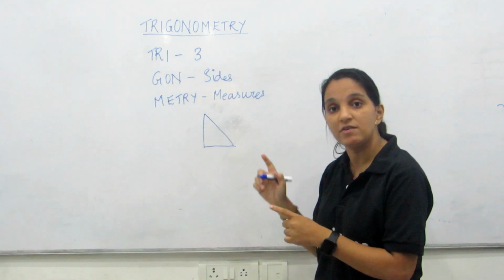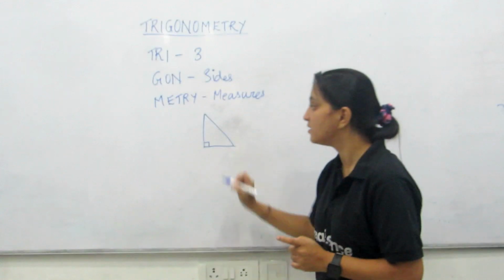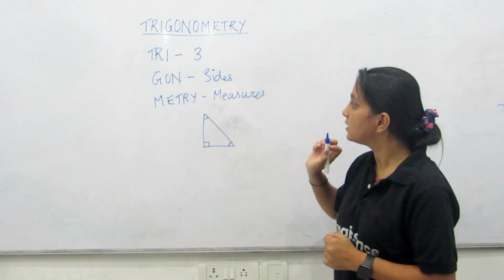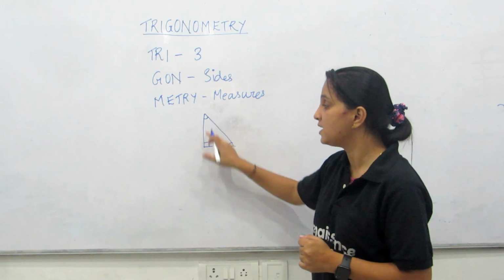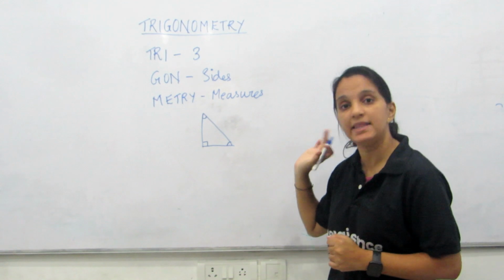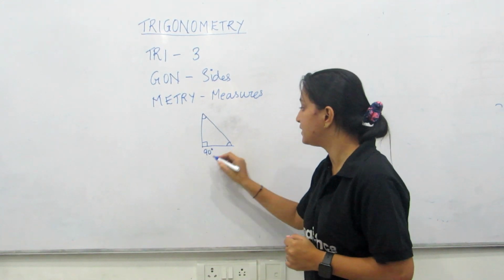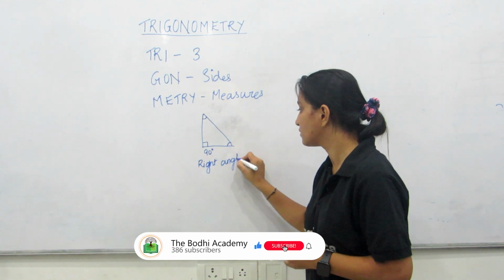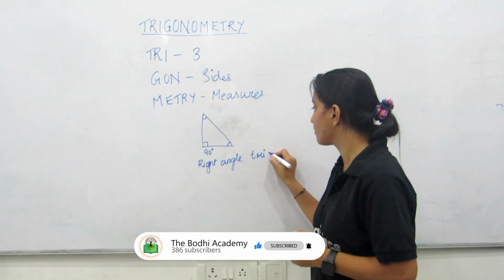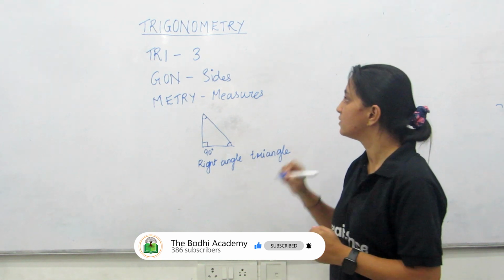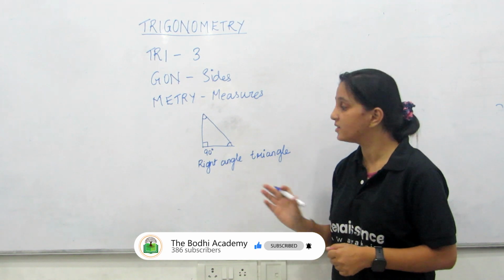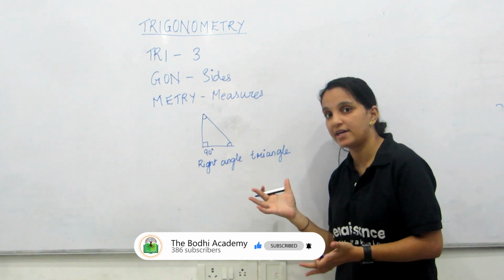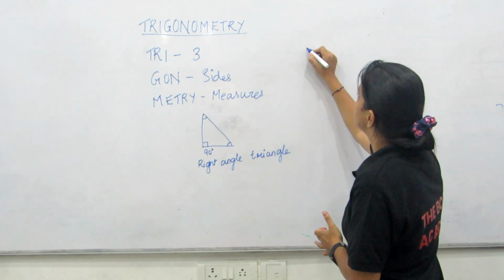Now in this lesson we will be dealing with right angle triangles. You have three angles, in which one angle will be 90 degrees. That is a right angle triangle. So this is a right angle triangle. Now whenever we have a right angle triangle, which theorem do we know about the right angle triangle? The Pythagoras theorem.